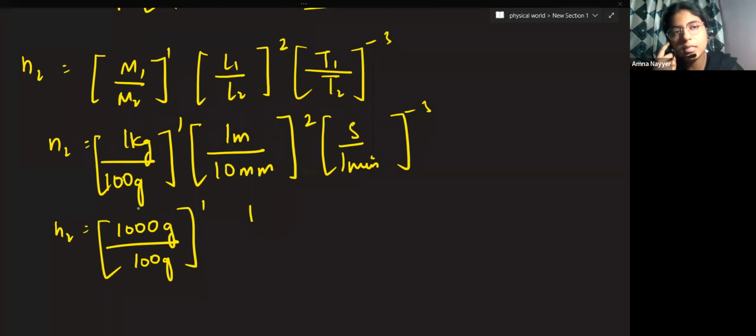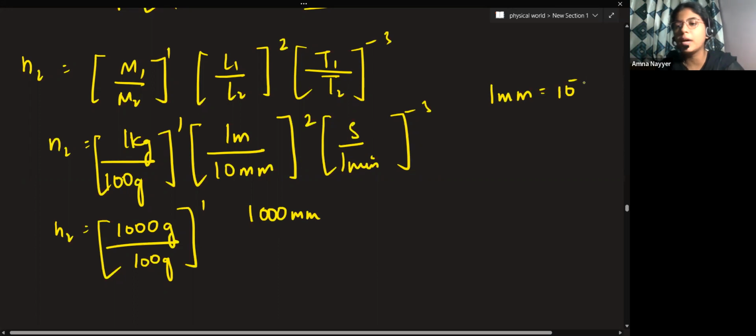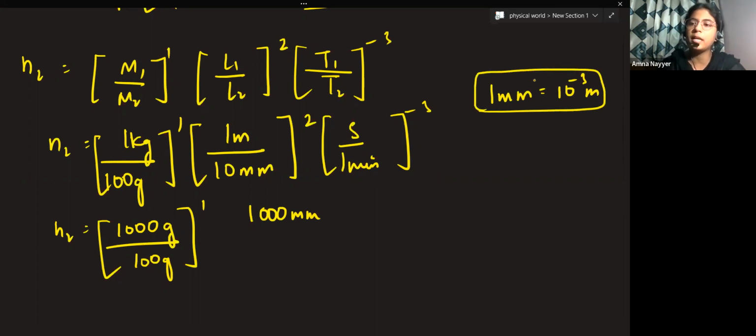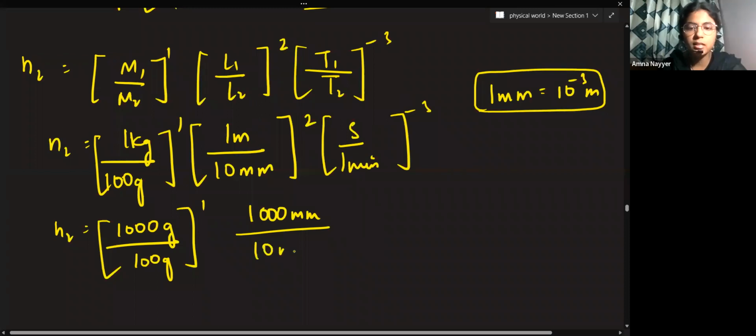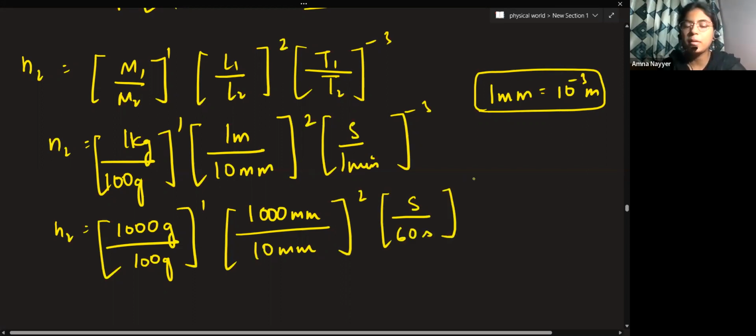So 1 millimeter is 10 to the power minus 3 meters. So 1 meter will be 10 to the power 3 millimeters, so it will be 1000 millimeters. See, 1 millimeter is equal to 10 to the power minus 3 meters. 1000 millimeters divided by 10 millimeters to the power 2. Seconds. 1 minute is equal to 60 seconds. You can write it in this manner, to the power minus 3.